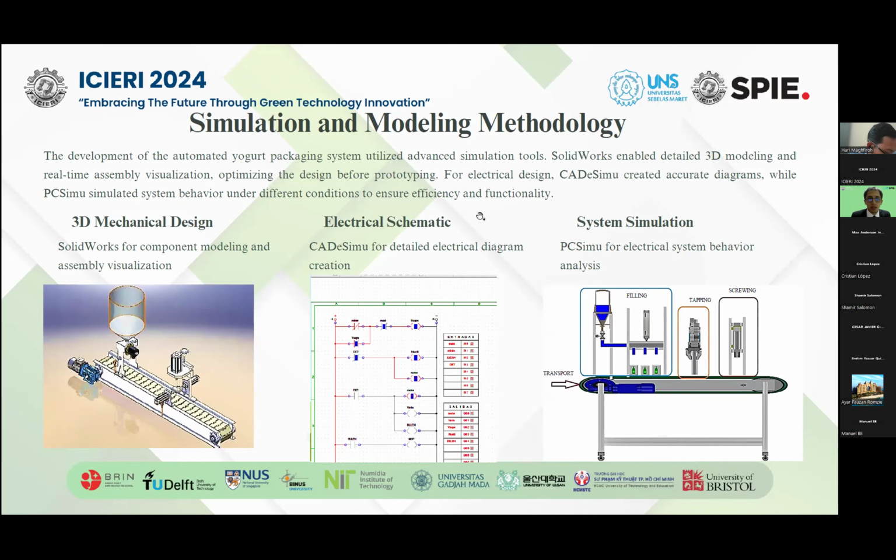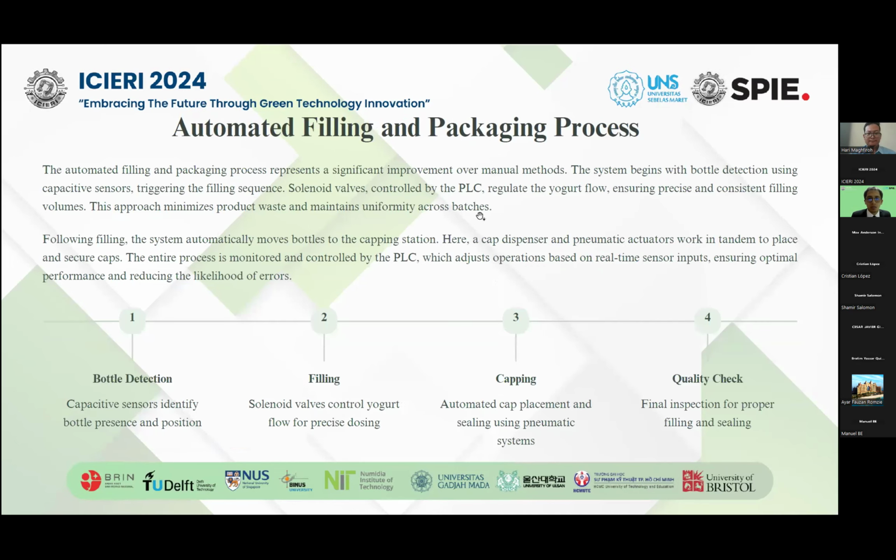Okay, the next slide is the automated filling and packaging process. The automated filling and packaging process significantly improves upon manual methods. It starts with bottle detection using capacitive sensors, which trigger the filling sequence. Solenoid valves then regulate the yogurt flow, ensuring precise and consistent filling, minimizing waste and maintaining uniformity.